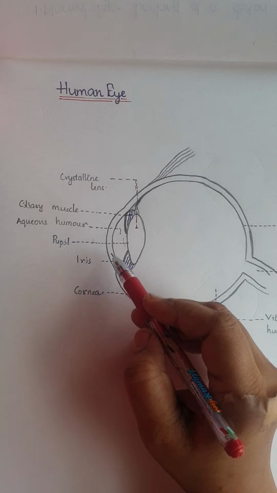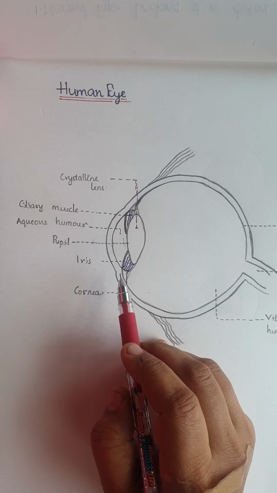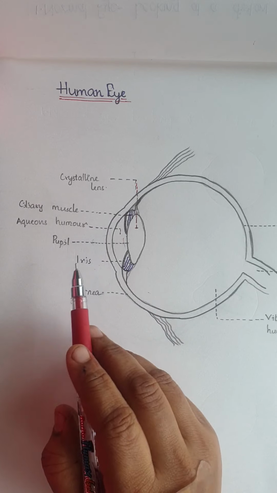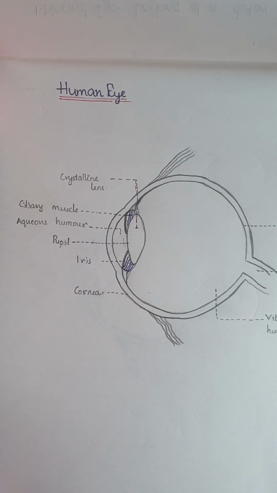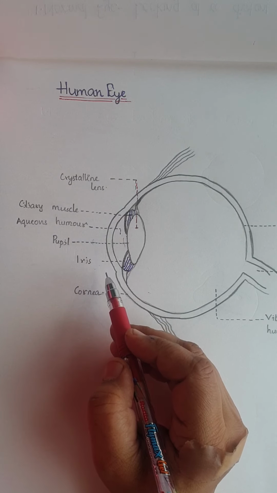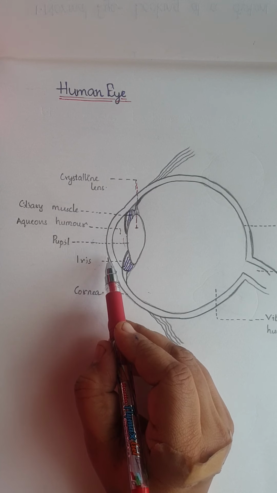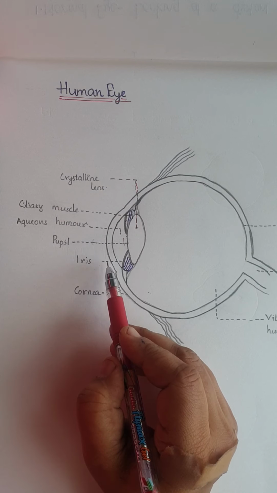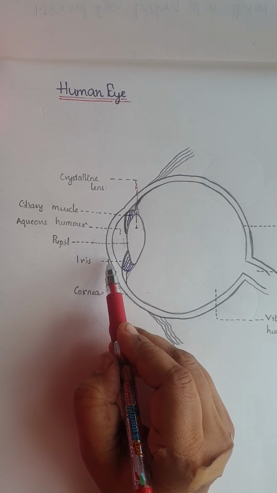The cornea is the outermost layer, right? So it protects our eye from any damage and does not allow the passage of foreign particles inside our eye. Then what are the functions of cornea, children? It refracts the light rays, it protects our eye from accident, and it doesn't allow foreign particles to come inside.